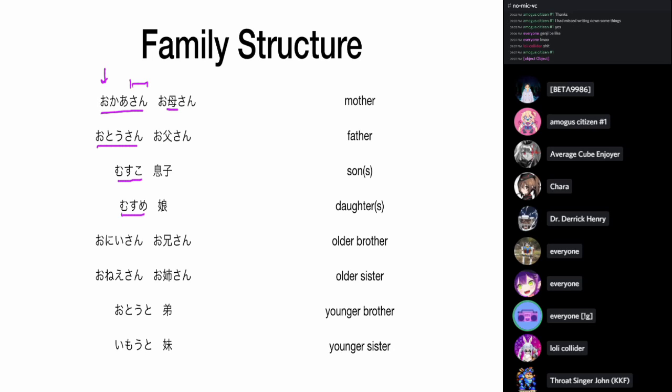Next, if you wanted to talk about son or daughter, you have musuko for son and musume for daughter. And you could add san after that. So if you were talking about your own child or your own children, you'd say musuko or musume. But if you're talking about somebody else's son or somebody else's daughter, it's a little more polite to then say, oh, musuko-san or musume-chan, something like that. So, sons and daughters, musuko, musume.